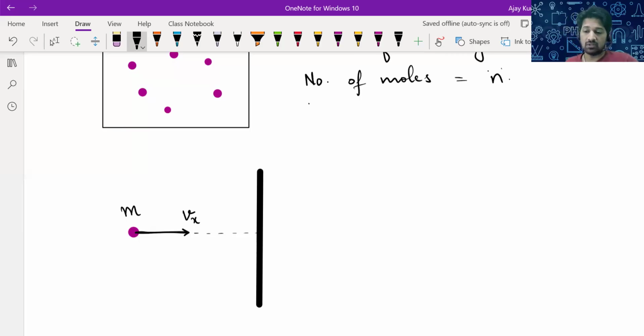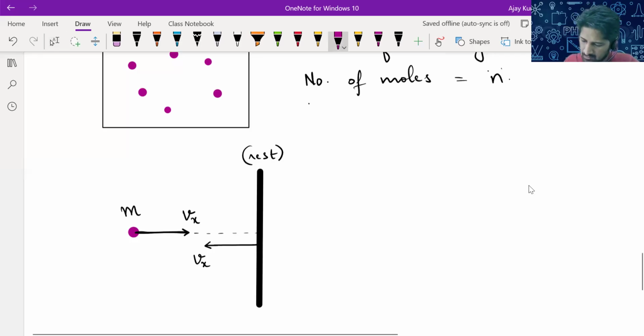Now, in an elastic collision, what happens? Relative speed of approach is equal to relative speed of separation. Now, the wall is at rest. So, the speed with which the molecule is approaching the wall is Vx. Then it will rebound from the wall with the same speed Vx after the collision. So, when this particular molecule collides with this wall, this is what is going to happen. Before hitting the wall, its velocity would be Vx towards the right. After hitting the wall, its velocity would be Vx to the left. Speed remains the same, direction changes.